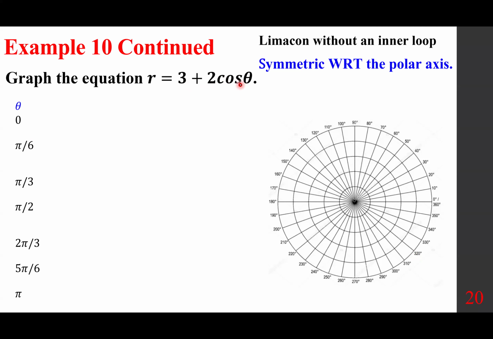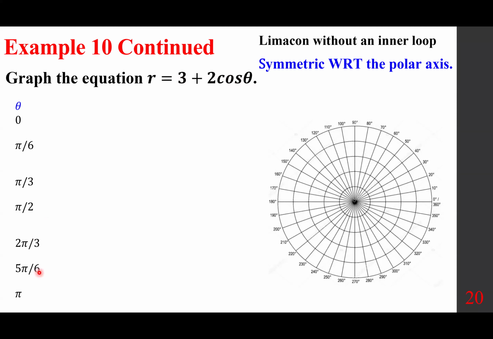If I put pi over 6, it's the square root of 3 over 2 times 2 plus 3. If I put pi over 3, I get 1/2. 2 times that is 1, and 3 is 4. If I put pi over 2, this is 0, I get 3. If I put 2 pi over 3, it's -1/2 times 2. It's -1 with 3 is positive 2.